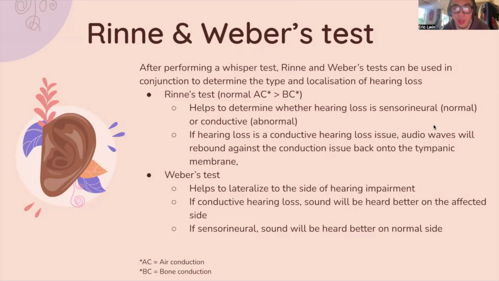And then Weber's test is the one where you place the tuning fork in the middle of the head, in the midline of the head, and it helps to lateralize the side of hearing impairment. So in a normal Weber's test, sound should not lateralize to either side, it should stay in the middle. If there's a conductive hearing loss, the sound will appear louder on the side that is affected. And with sensorineural hearing loss, the sound will be heard better on the normal side. So hopefully that makes sense.